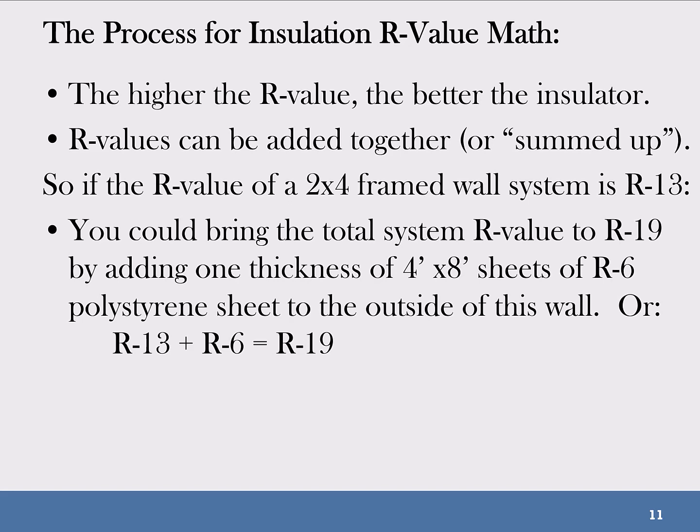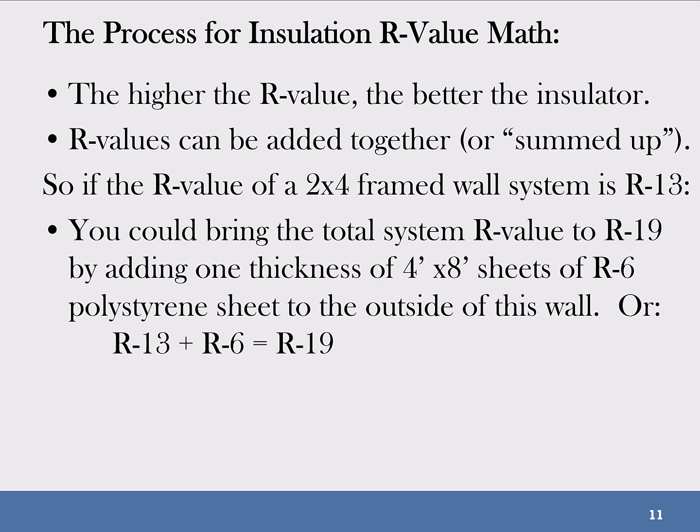So if the R-value of a 2x4 frame wall is R13, and that's about the best you can get with fiberglass batting, you could bring the total system R-value to R19, if that's what the code requires, by adding 1 thickness of some 4x8 sheets of R6 polystyrene foam insulation to the outside of this wall, just like we do for synthetic stucco anyways. So that math would be R13, that's the 2x4 frame wall system, plus the 1 sheet R6, and you add them together and you get R19.